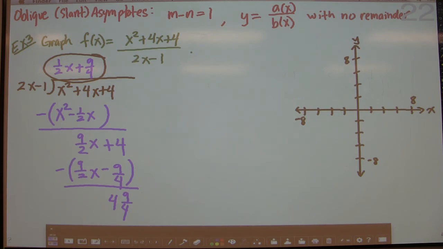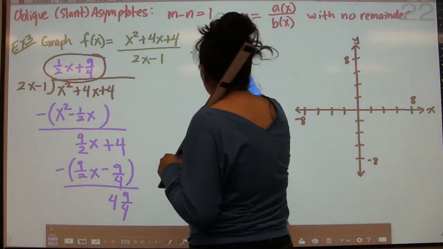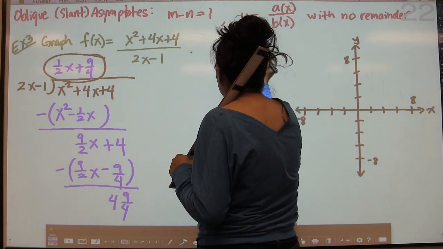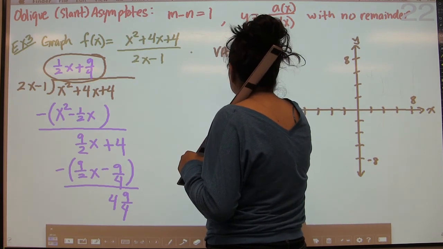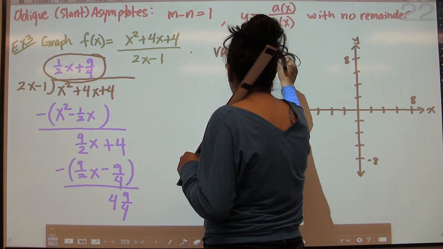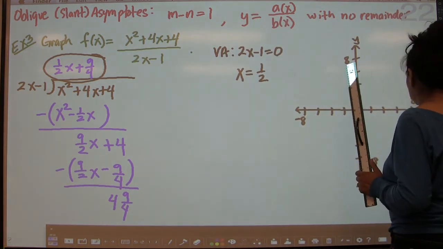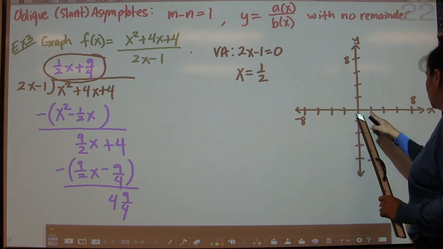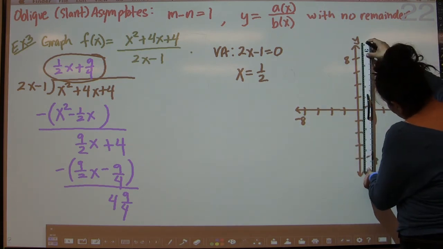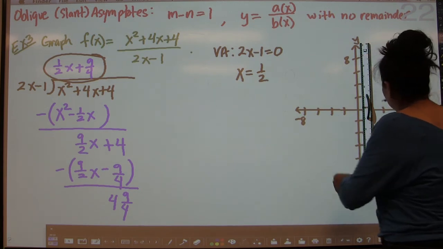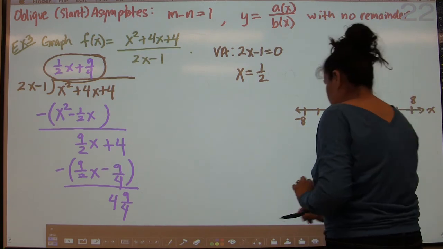So what about your vertical asymptote? We have no horizontal asymptote, but your vertical asymptote still happens the same way as it normally does. You take 2x minus 1 equals 0, and so x is going to equal, add 1, divided by 2, 1/2. So your vertical asymptote is x equals 1/2. I'm going by 2's here, 2, 4, 6, 8, so 1/2 is going to be really tight here, but I'll try to put it in there so you can see, just like that.